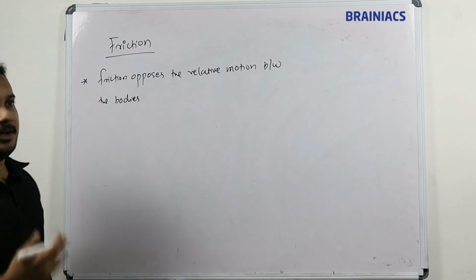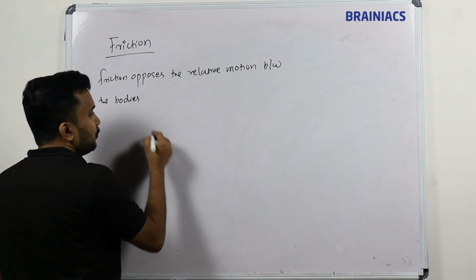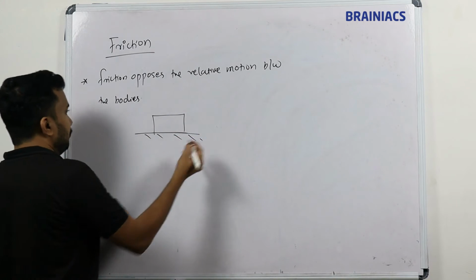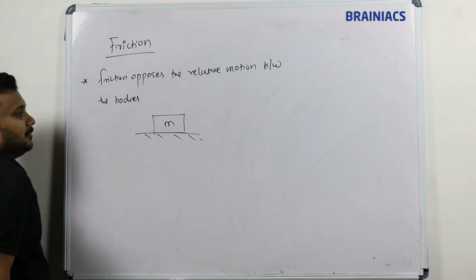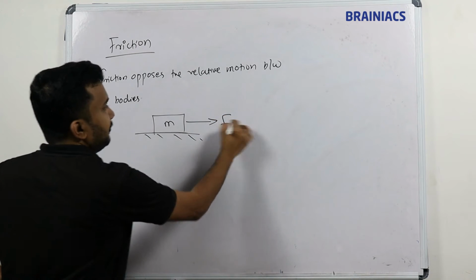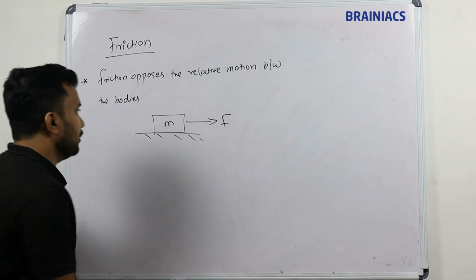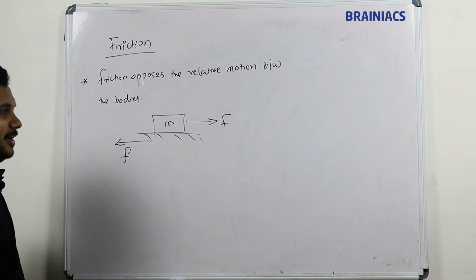So whenever a body is trying to move, the frictional force acts in the opposite direction. For example, this is a body on the board with mass equal to m. If I apply some force F, the block tries to move, so an opposite force will act, which is called the frictional force, small f.